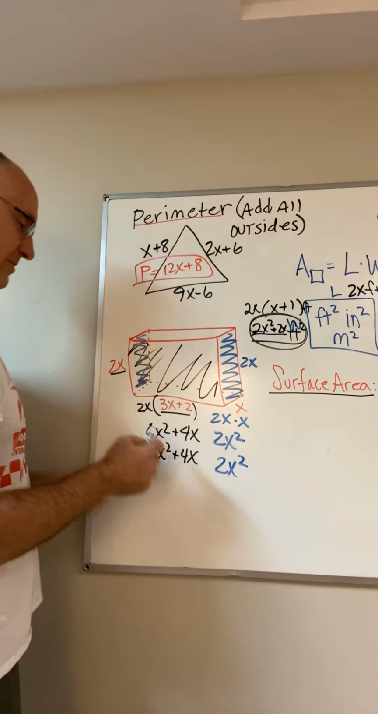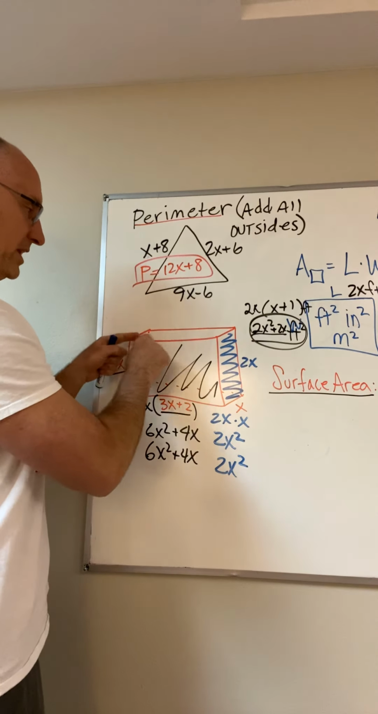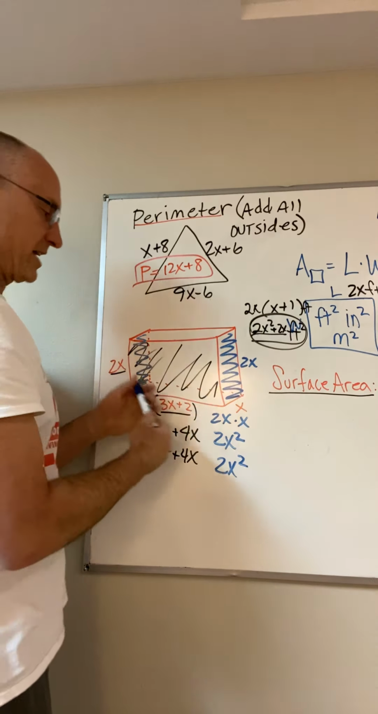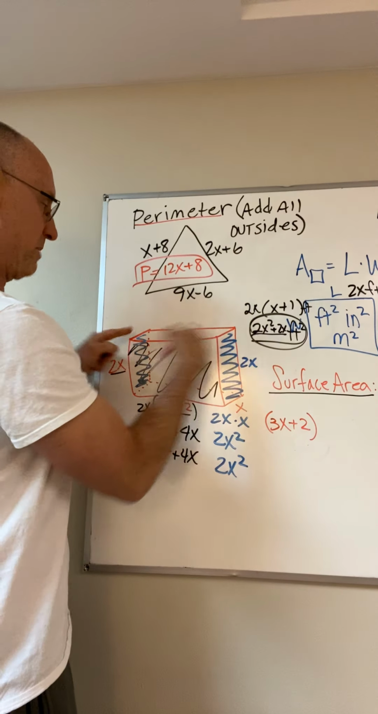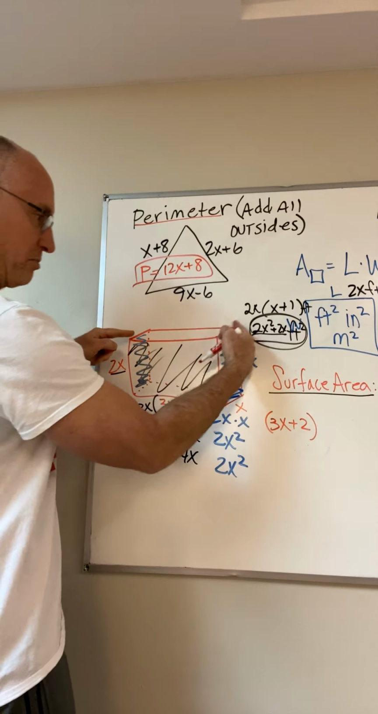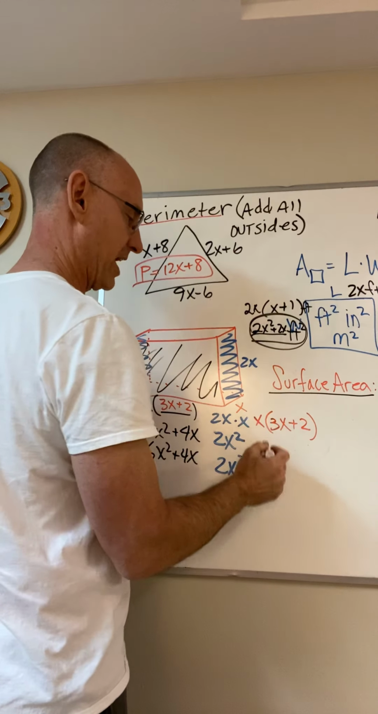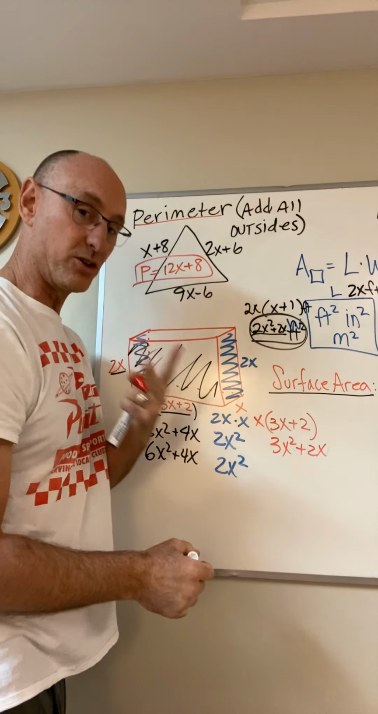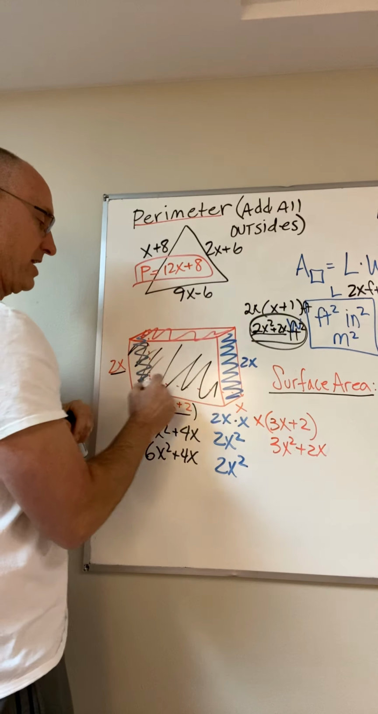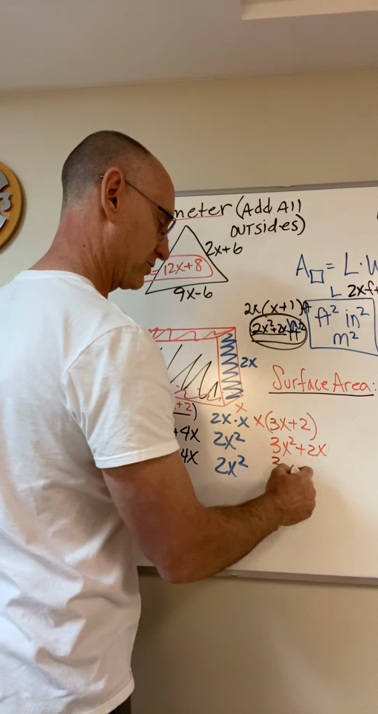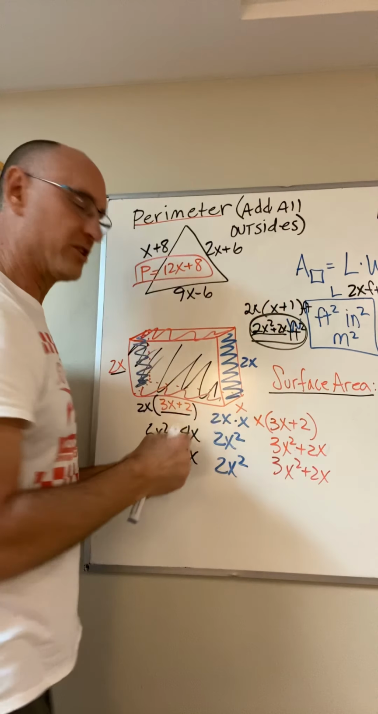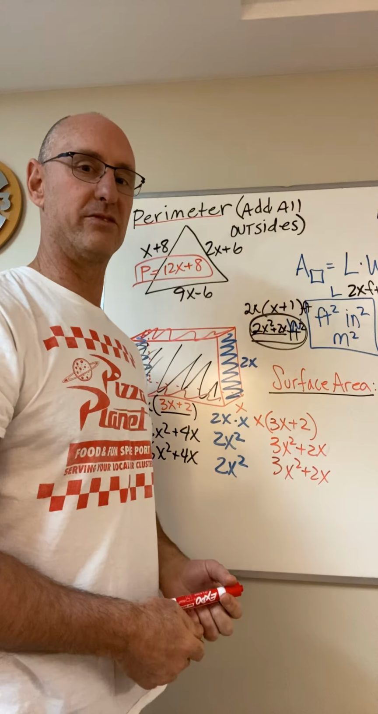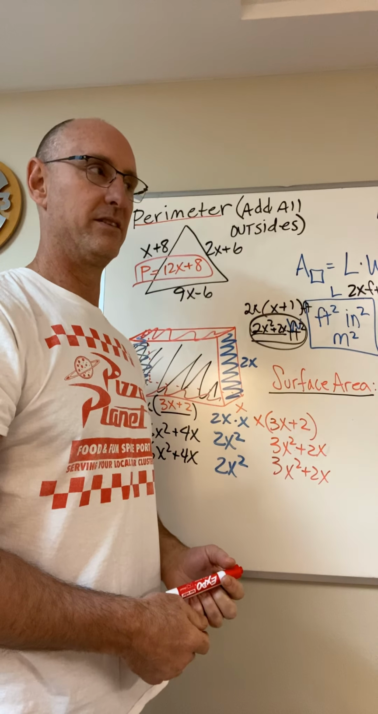And then you've got a bottom and a top. That length is 3x plus 2, and I'm multiplying that times this back, which is x, so times x. That's 3x squared plus 2x. And then I've got two of those because you have the top and the bottom. 3x squared plus 2x.